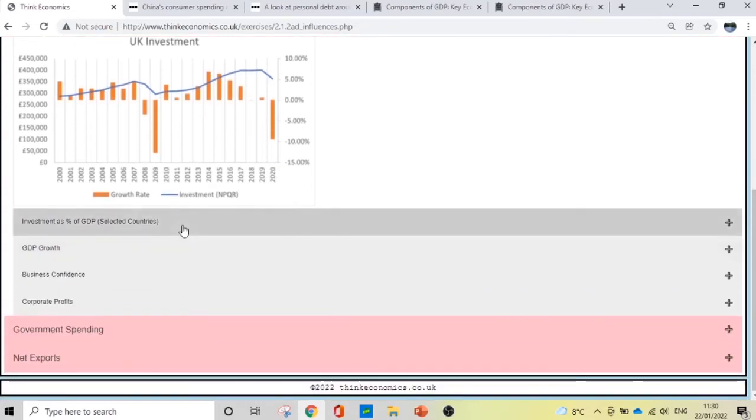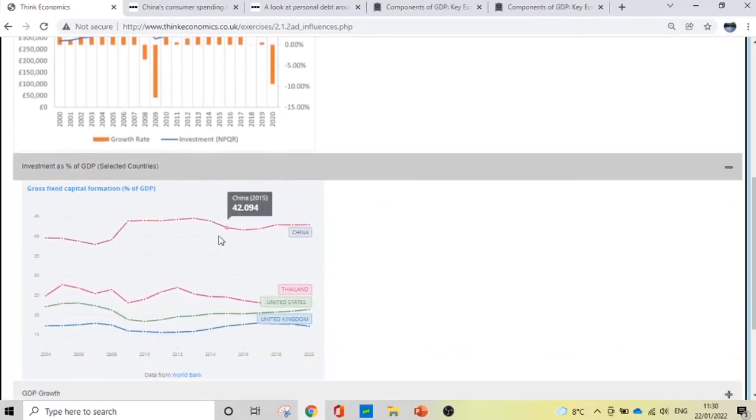So you can look at different countries as well. Who's doing the most investment? China does a lot of investment. China's economy is growing, and China is building lots of factories, lots of big cities, lots of places to build more stuff. That all counts for investment. So China is very much an investment-led economy.